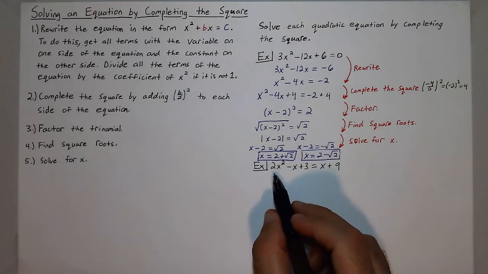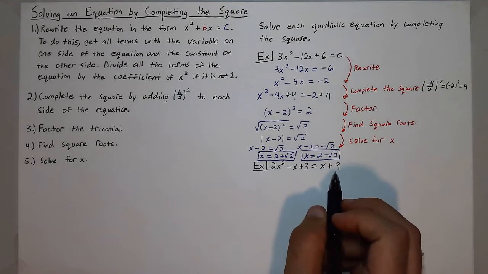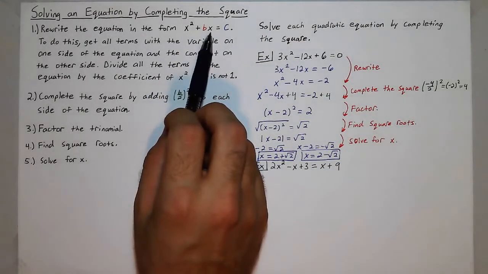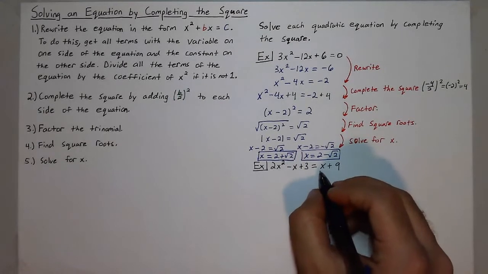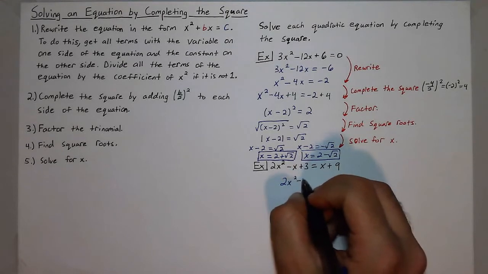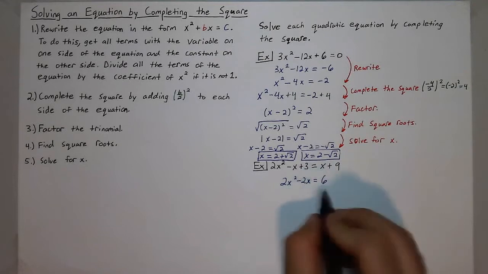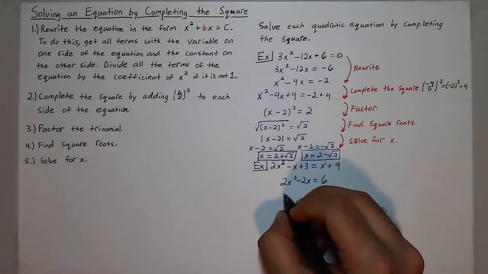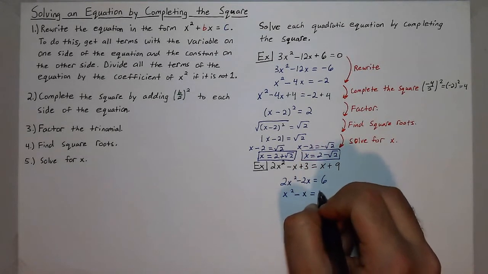So let's say here I have 2x squared minus x plus 3 equals x plus 9. So I need to get all my x's on one side, x squared and x on one side, with my constant on the other side. So I will subtract x, giving me 2x squared minus 2x, and that's going to equal, when I subtract 3, 6. Now my leading coefficient is 2, so I'll divide everything by 2. So I'll have x squared minus x equals 3.